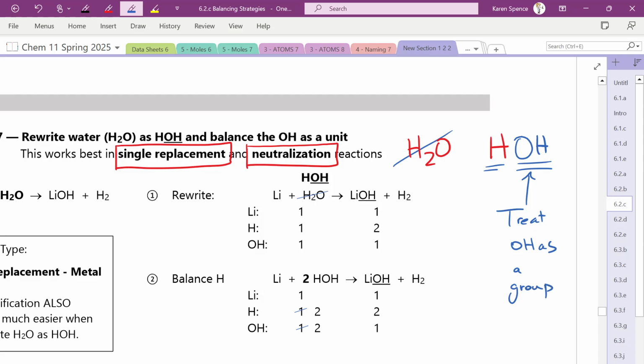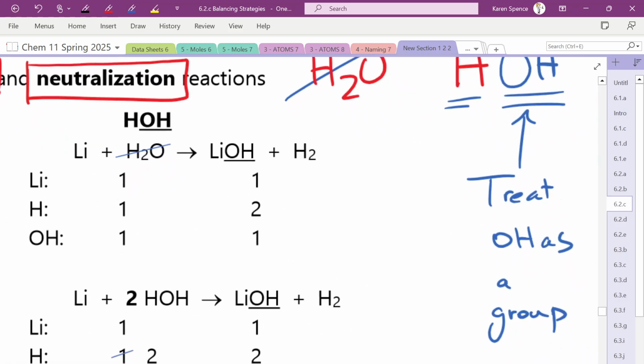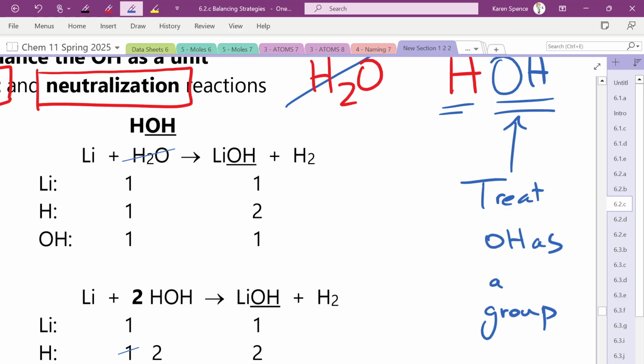So if I were to have Li plus H2O gives LiOH plus H2, I'm going to replace H2O with HOH. Now I can say, all right, I'm separating my H and my OH. On my left-hand side, I have one hydrogen and one hydroxide. On my right-hand side, I have one hydroxide and two hydrogen.